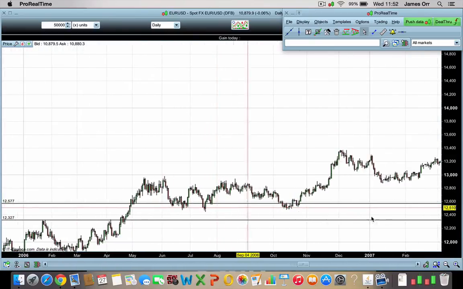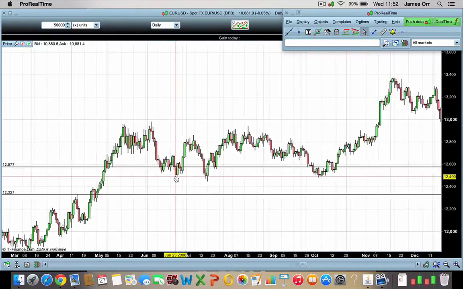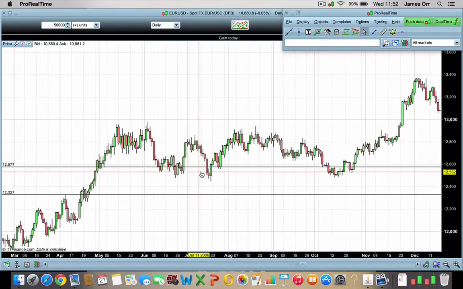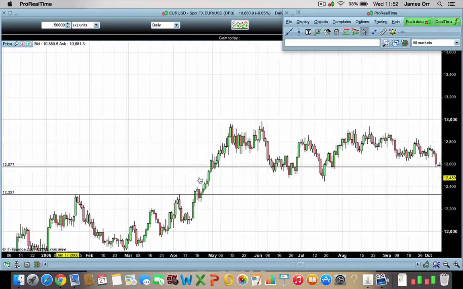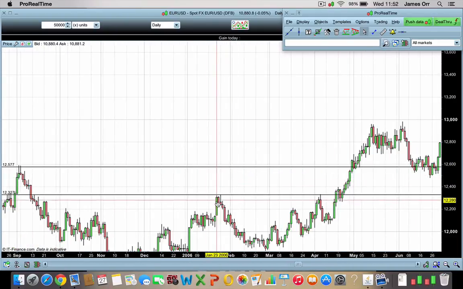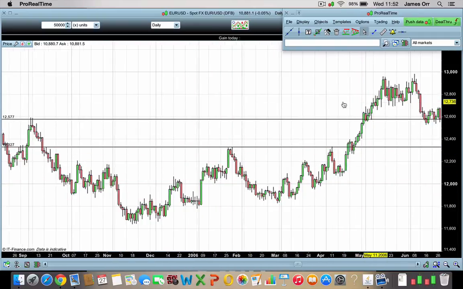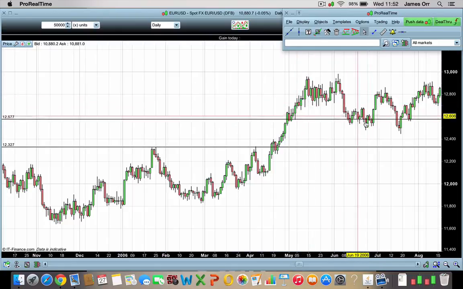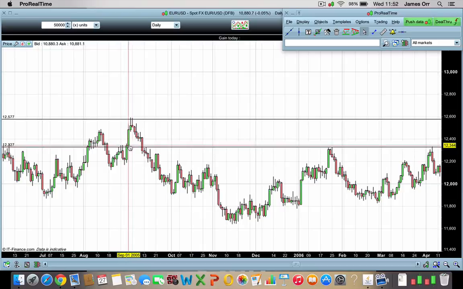So if we scroll back here, you can see that this is 2006 now, and the market is still using this zone. Scroll back a little bit further, see it's using it here as resistance. As it breaks through, it comes back down, and resistance now becomes support. This is 2006, 2005 again, and this shows you that the markets have very long memories.